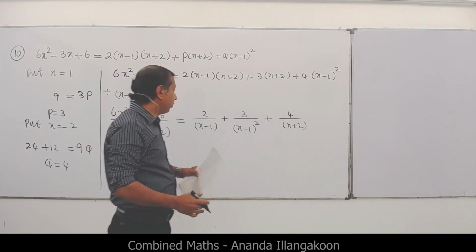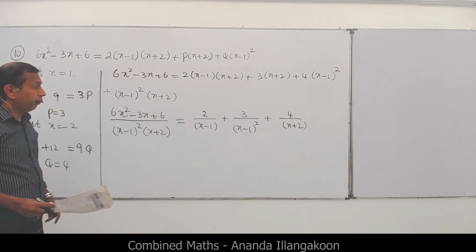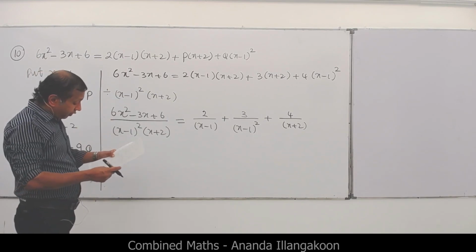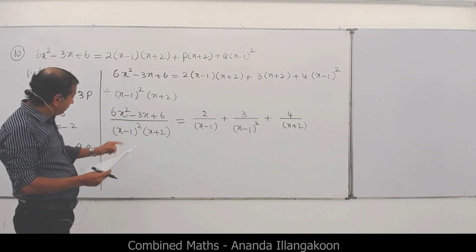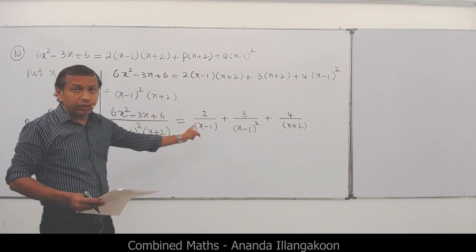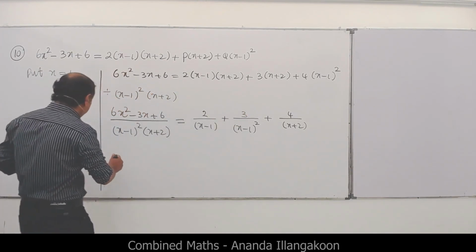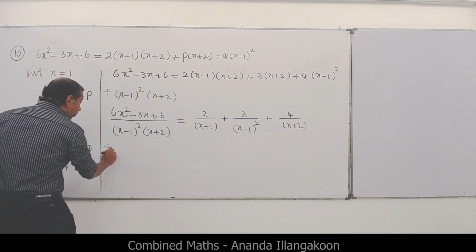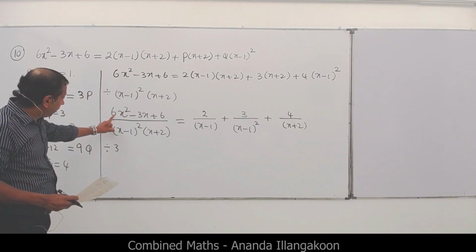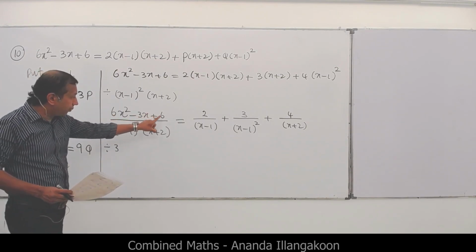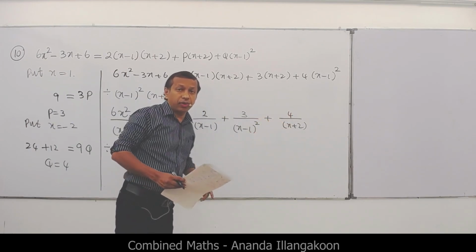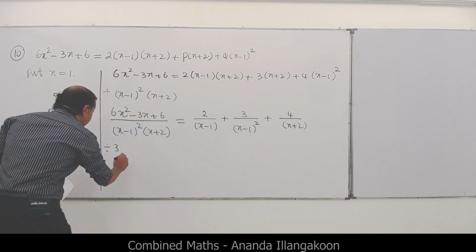But people, asking what? Asking not the partial fraction of this, the partial fractions of 2x squared minus x plus 2. We divide both sides by 3, not 2. When you divide by 3, here this is 2x squared minus x plus 2. Divide this by 3 and this by 3. Then we get the required partial fractions.